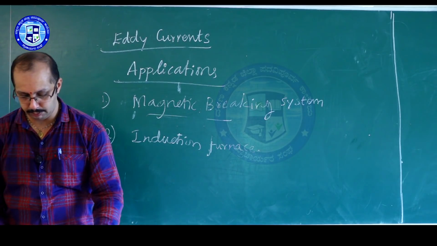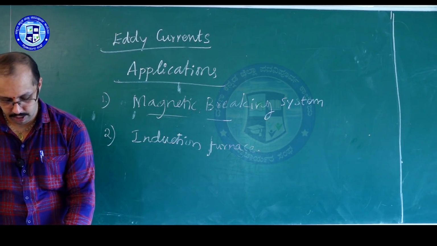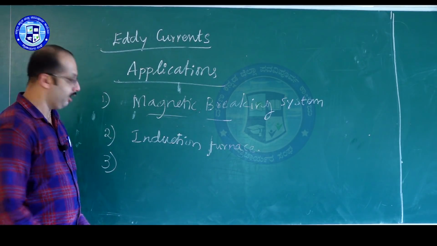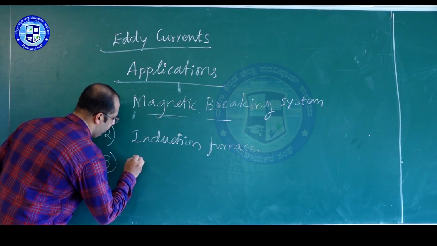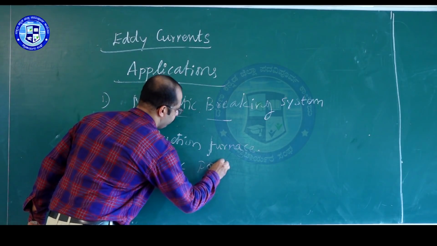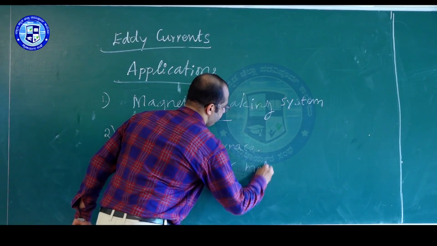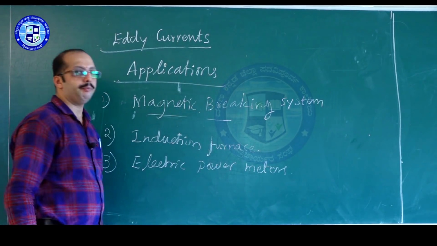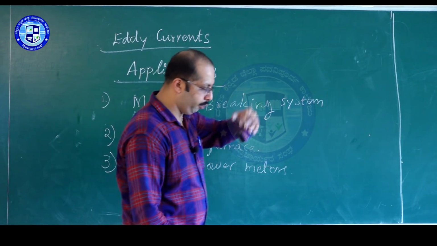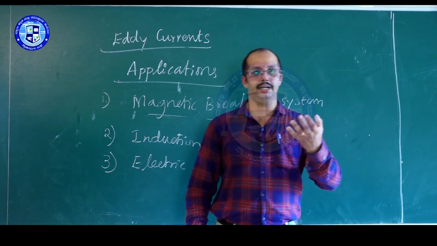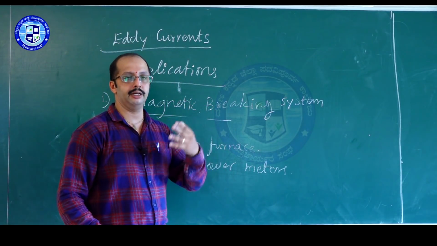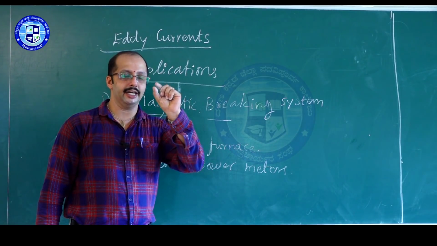And next, one more example is electric power meters. How do you explain the electric power meter? In olden days, nowadays we are using LED operated electric power meters in our households and buildings. That is, LED indicates the meter reading.